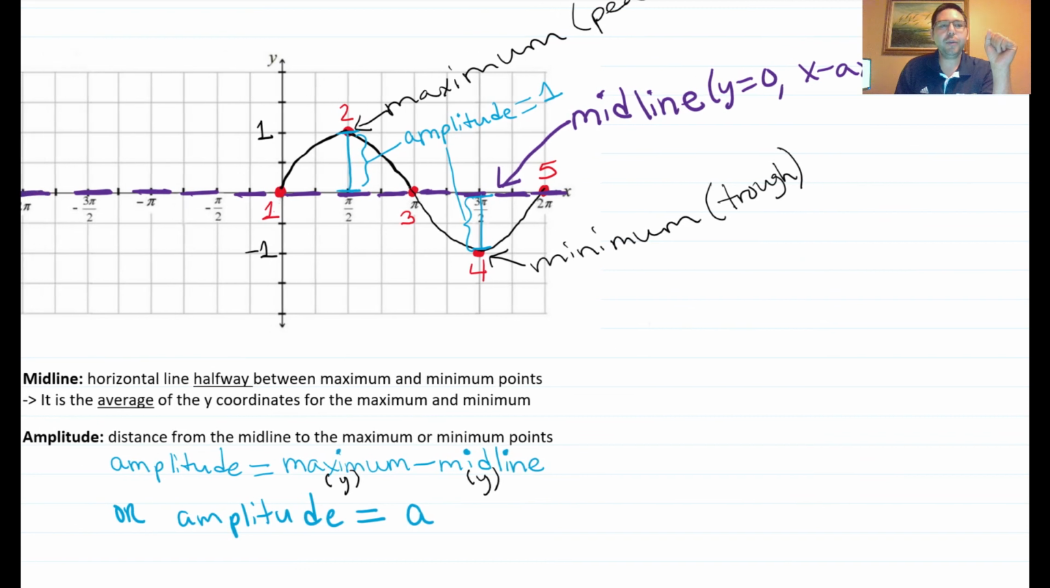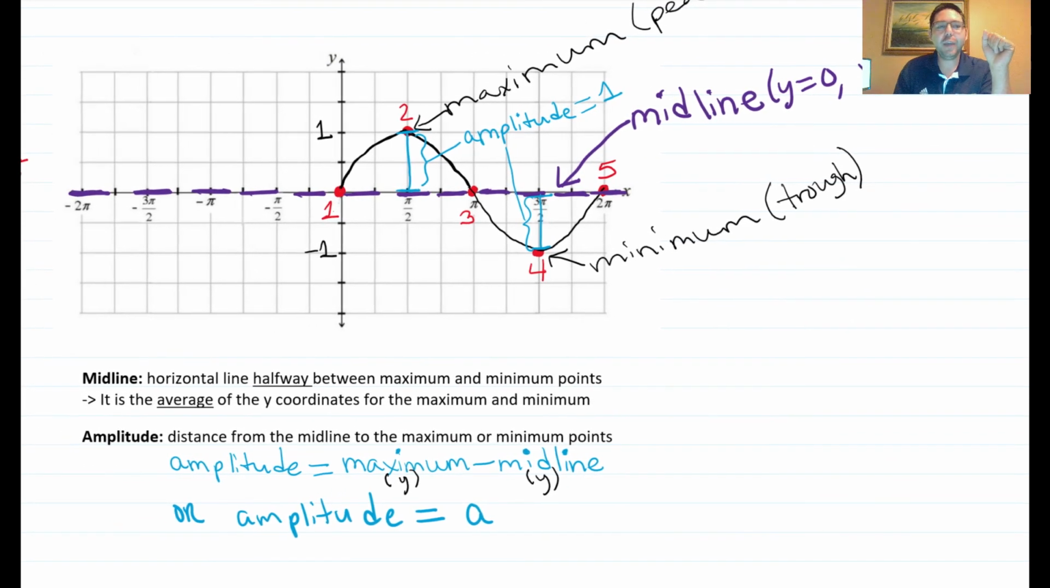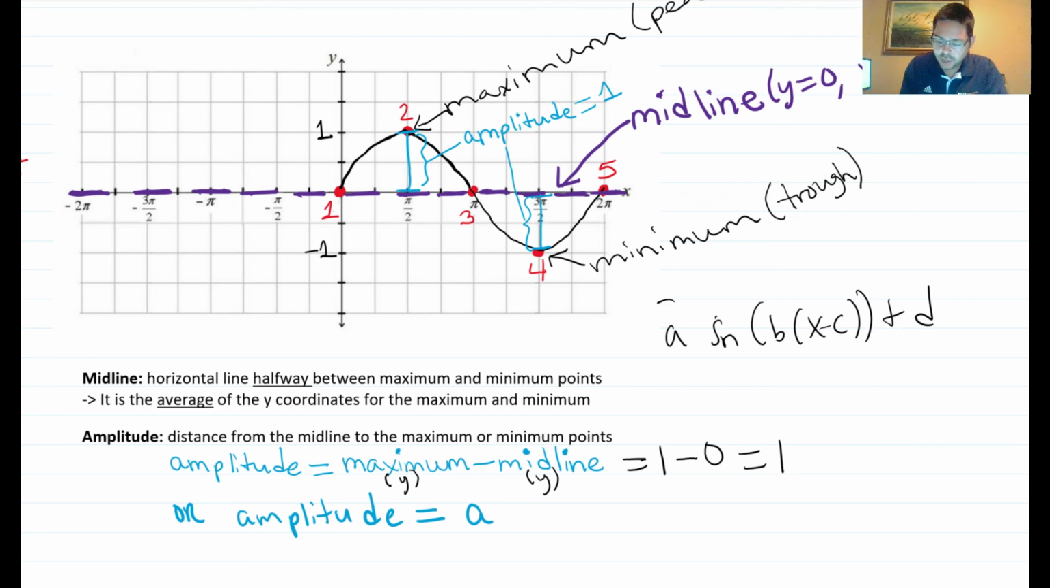And then in this example, the maximum is 1. So therefore, the amplitude is 1 minus 0, right? Which is going to give you 1. And notice that that's the distance from peak to midline or midline to trough. The amplitude is also given by a. So again, writing the equation, a sine b times x minus c plus d, the a tells you the amplitude. In this case, we're just drawing the sine of x, and so there's an invisible 1 there, right? So therefore, amplitude is 1. It's another way of doing it.